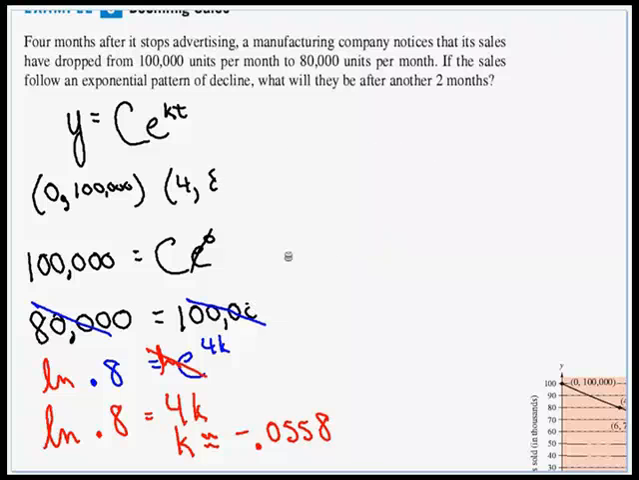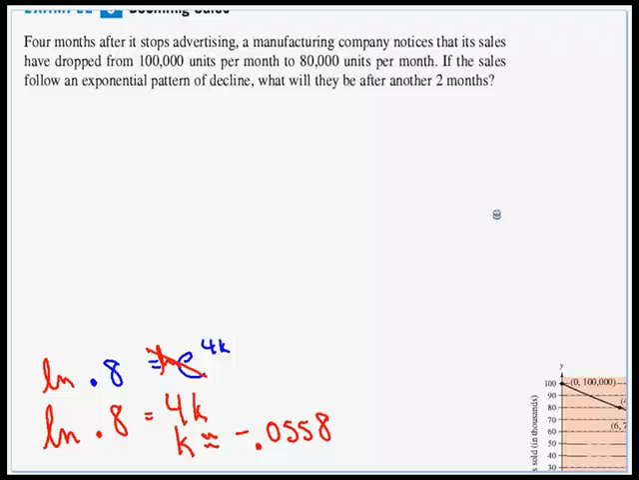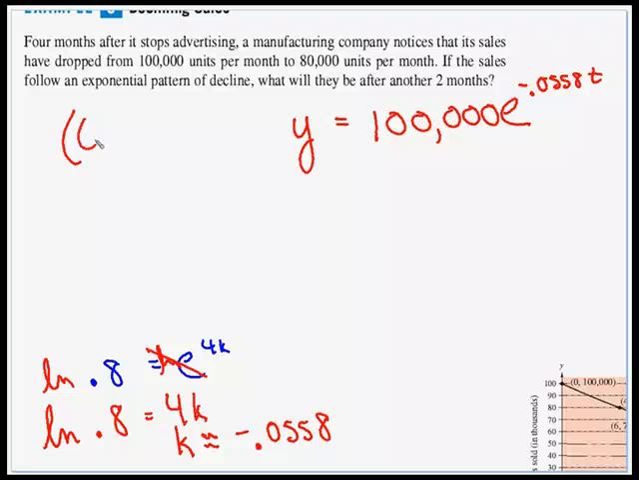So we're going to sneak up here. I'll clear a little room. And we can rewrite our equation now as y equals the c value we found, 100,000, e raised to the k, which was negative 0.0558 t. And I erased those, we had 0, 100,000, 4, 80,000. We were trying to figure out when time is 6, what's going on with sales.